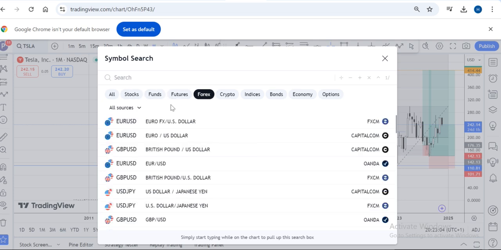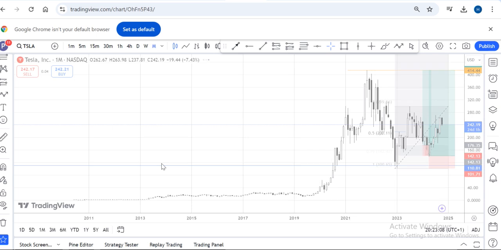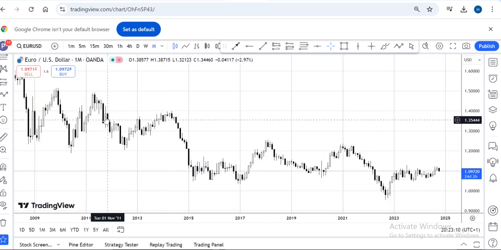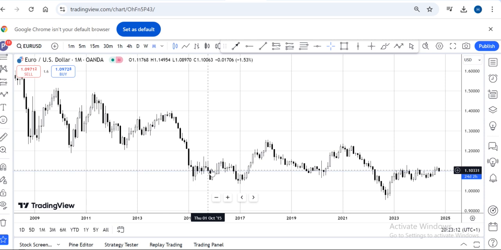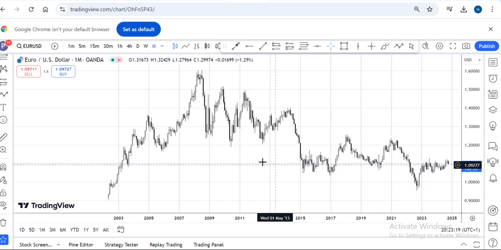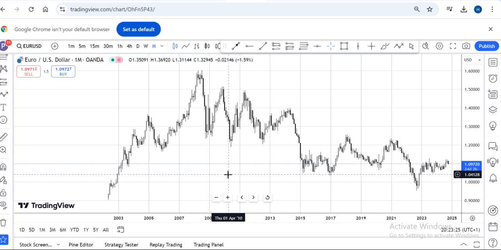Then we have the currency pair. So let's say for instance, we click on the currency pair, Euro USD. This is the monthly time frame. If you look at the monthly time frame, what we can clearly see here is that the market is on a downtrend. You understand? So since it's on a downtrend, ideally what we're supposed to be doing is looking for more selling positions.